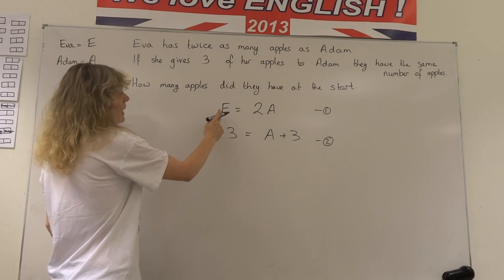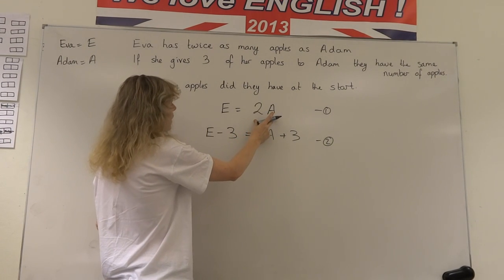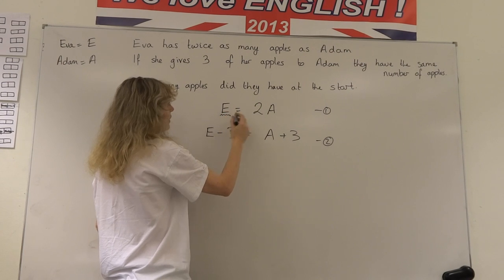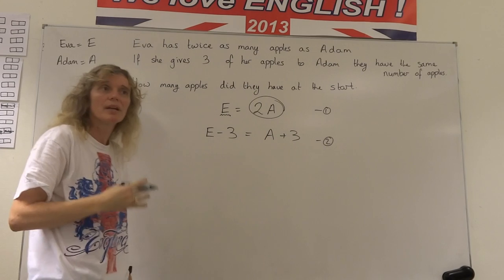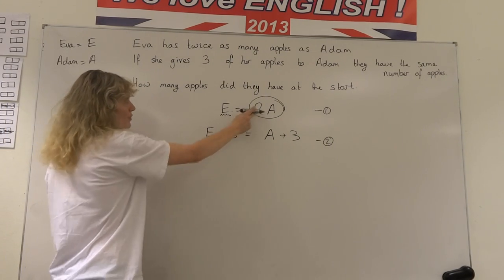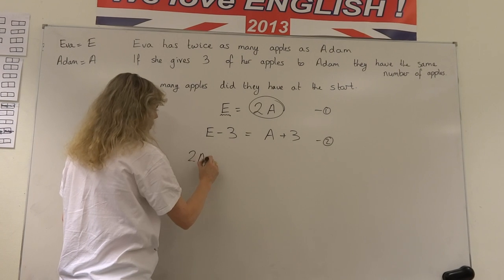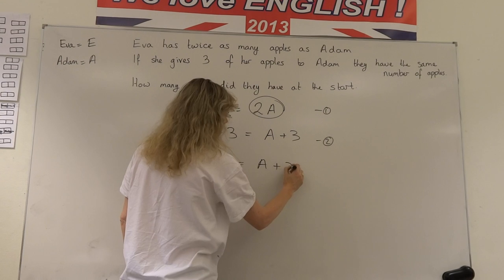So we know that E equals 2A. Let's use the substitution method here because it's simpler. Wherever we see E, we replace it in the second equation with 2A, because E equals 2A. They're the same thing. So here's an E. Let's replace it with 2A. 2 lots of A minus 3 equals A plus 3.